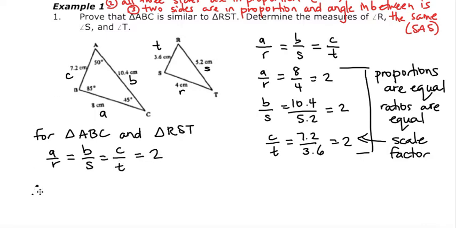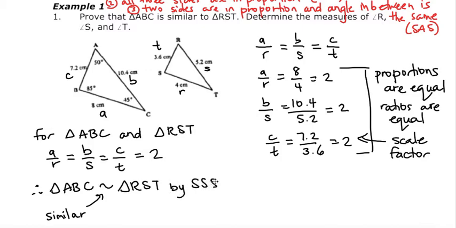So therefore, triangle ABC is similar to, this is what this symbol means, that little tilde, that's what we call this symbol, is similar to triangle RST, and we know that this is the case by side, side, side. So we show that all three sides were in proportion to each other.